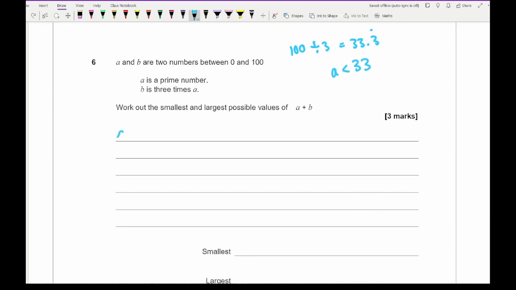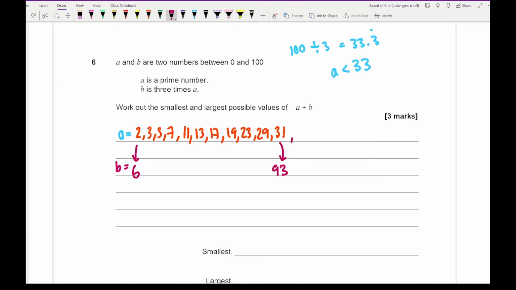So if I find all the prime numbers that are less than 33, I end up with, not 1, we end up with 2, 3, 5, 7, 11, 13, 17, 19, 23, 29, 31. Now, if B is 3 times the size of A, then if A is its smallest value, which is 2, then B is going to be 6. And if A is the biggest number, then B is going to be 93.